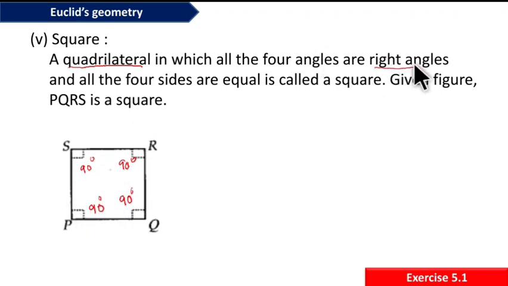PQRS, all angles are 90 degrees and all the four sides are equal. Here all these sides are equal to each other. For example, here if PQ is 2 centimeter, then RQ is also 2 centimeter, SR is also 2 centimeter, then SP is also 2 centimeter. So here PQRS is a square.